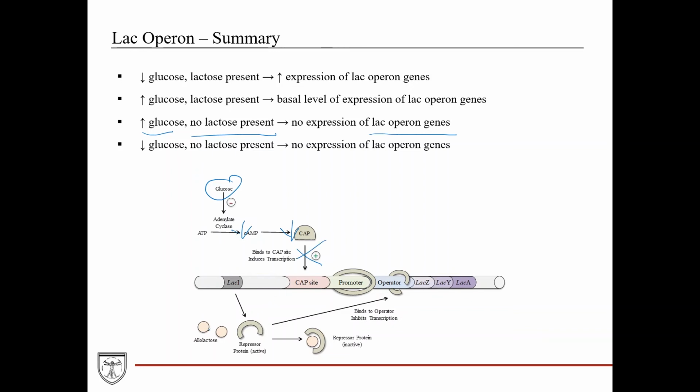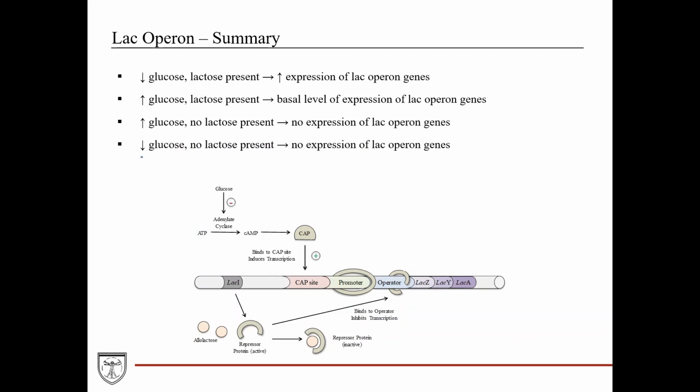This doesn't happen. And then on the flip side, you're not producing any allolactose, so this is not happening. And then the repressor protein is fully active and able to bind to the operator and block RNA polymerase. So both these mechanisms are working against transcription of the Lac Operon. And so that makes sense. You're going to have no expression.